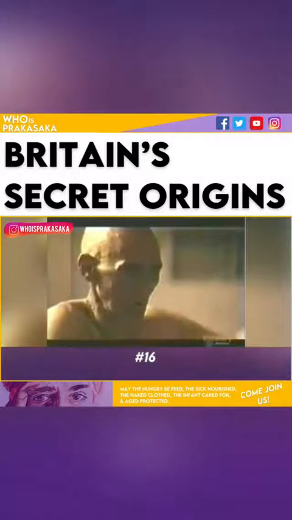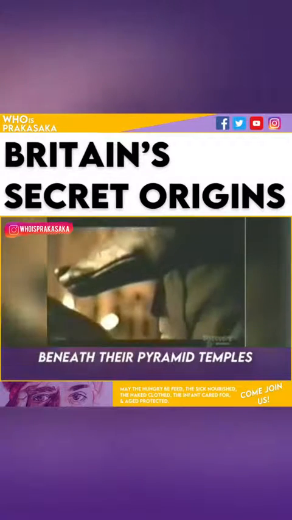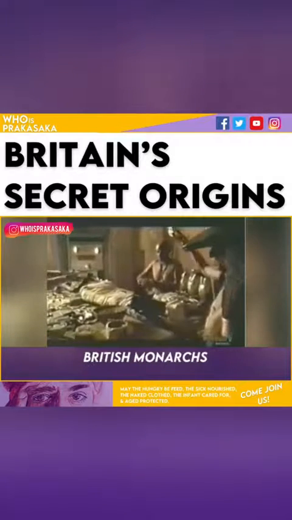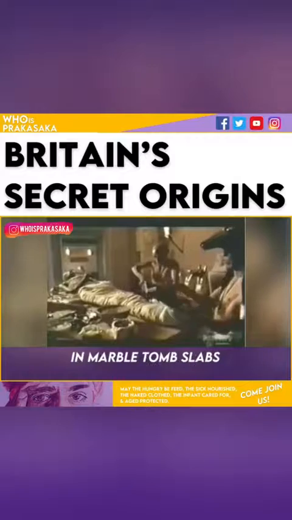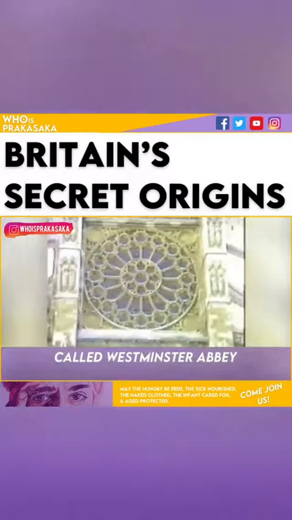Number 16. The corpses of deceased pharaohs were preserved and entombed beneath their pyramid temples. The corpses of 19 deceased British monarchs are also preserved in marble tomb slabs beneath the modern-day temple called Westminster Abbey.